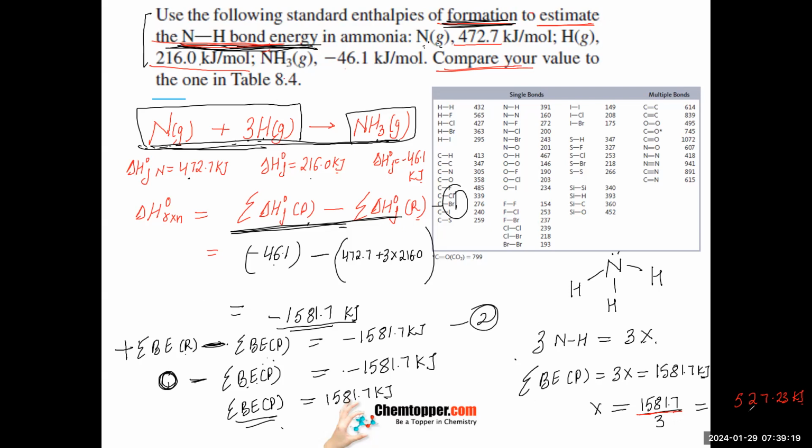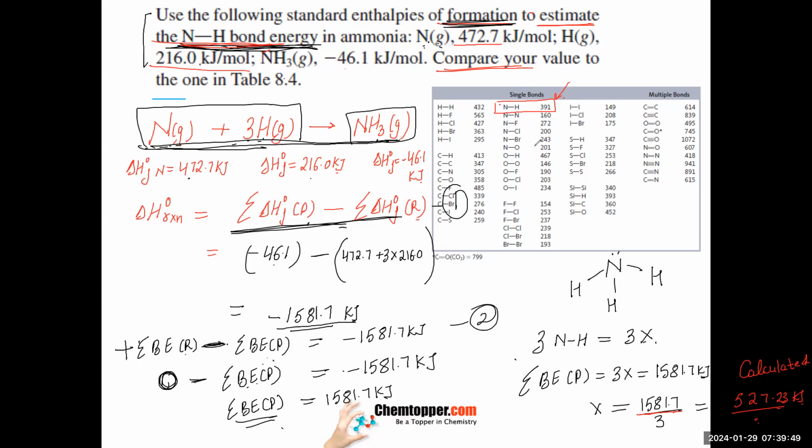Yes, you can round it off to 1 decimal place. It's okay. Now check, compare. They're asking us to estimate only. Compare. What's the value in the table? What's the value which you have calculated? This is the calculated value, and this is the tabled value, the data table.